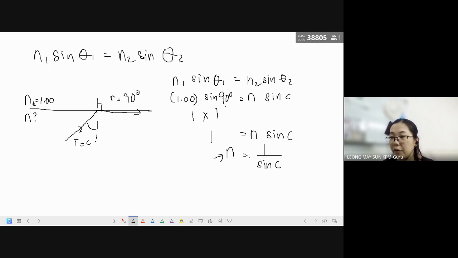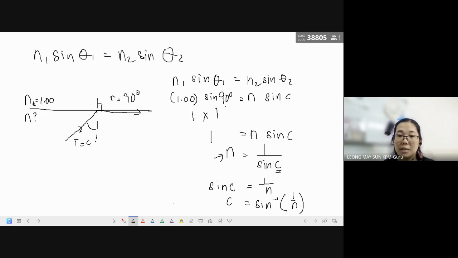If you are finding the refractive index, that is the formula. If you're not finding the refractive index, but you're finding sine C, then the formula would be sine C equals 1 over n, and then C equals inverse sine of 1 over n. So you have to use your calculator for this.